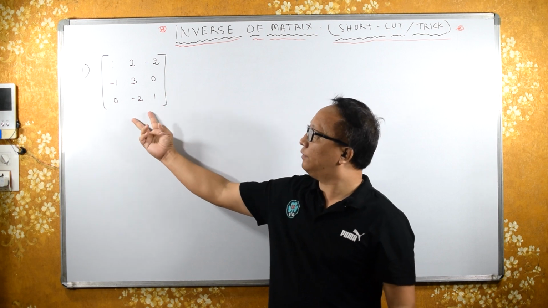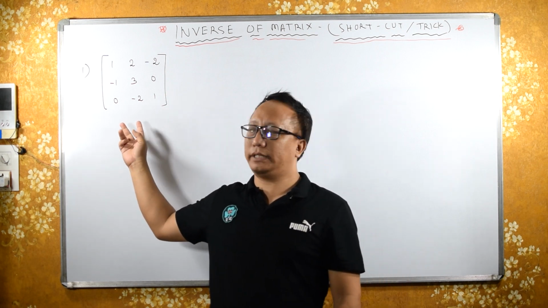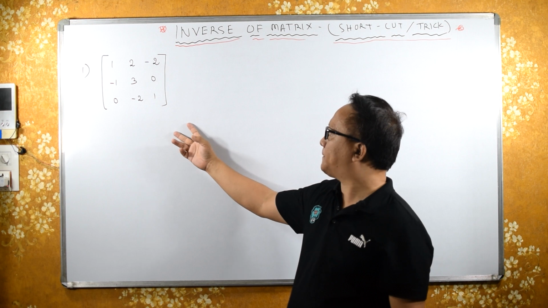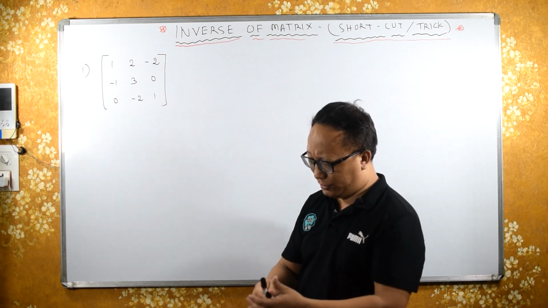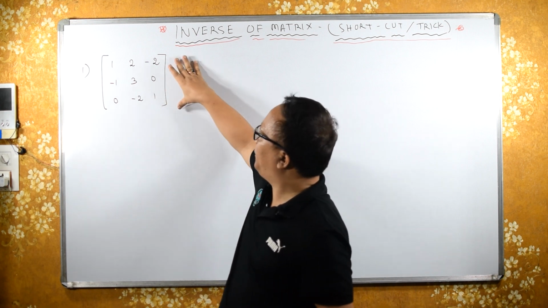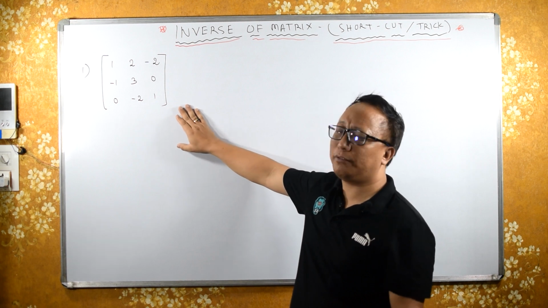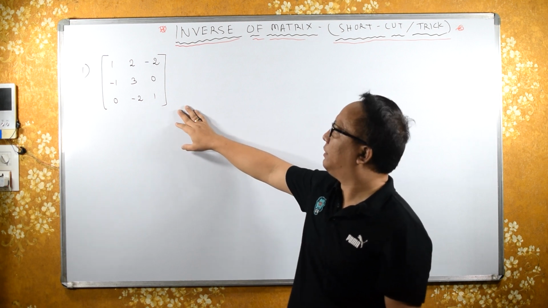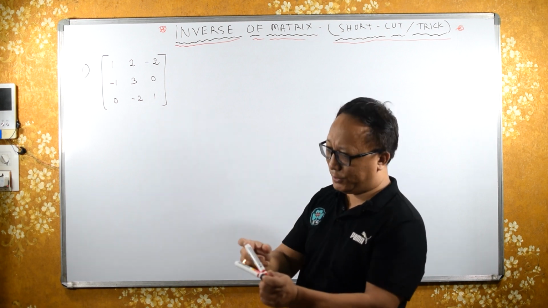Now, finding the inverse of a 3 by 3 matrix within a few seconds. These are the tricks which I am going to explain. Now this is a 3 by 3 matrix. For a 2 by 2 matrix, finding the inverse, you can check one of my videos.